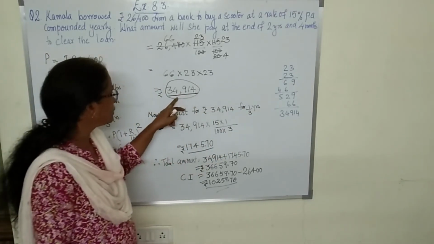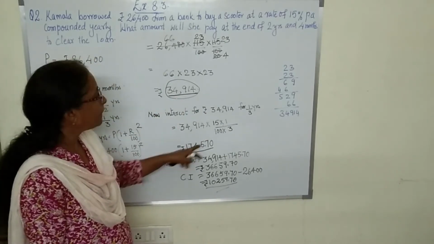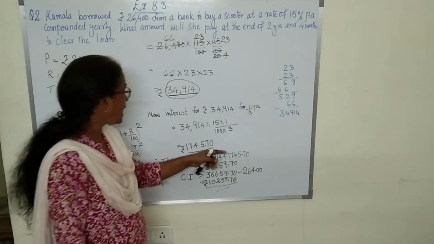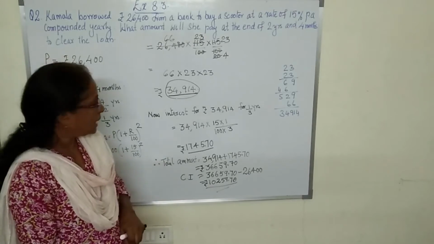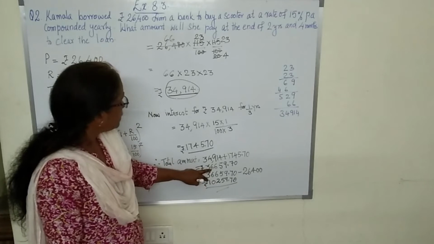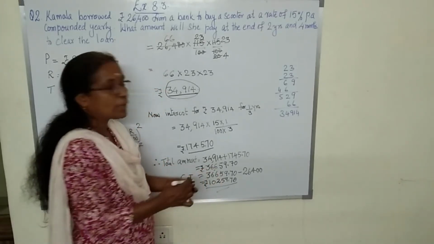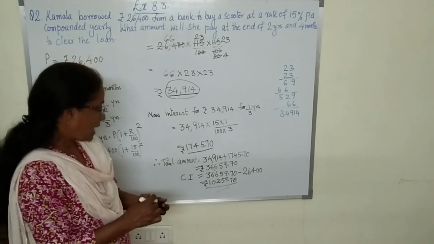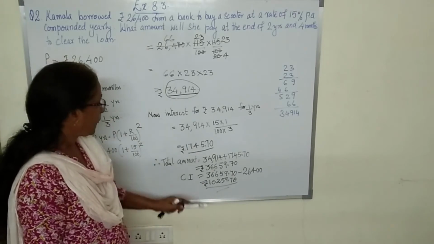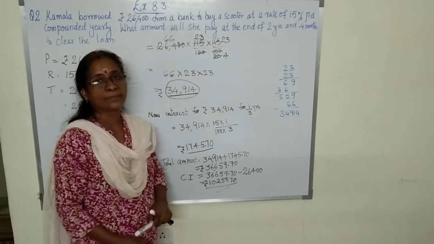So already we have this amount for 2 years and this interest for 1/3 years, or for 4 months. We have to add both of them to get the total amount. When we add them, we get 36,659.70 as the total amount. And from the total amount, when we subtract the principal, we get the total compound interest.